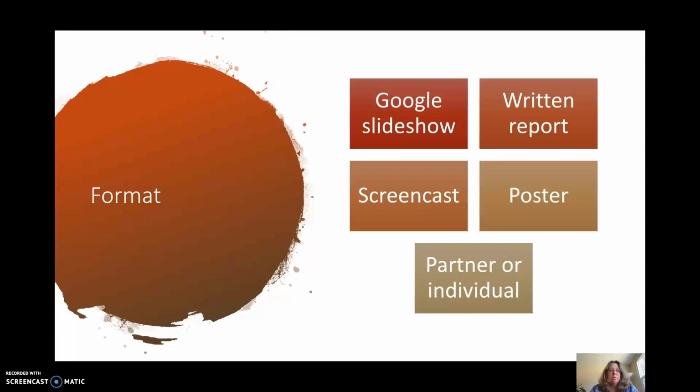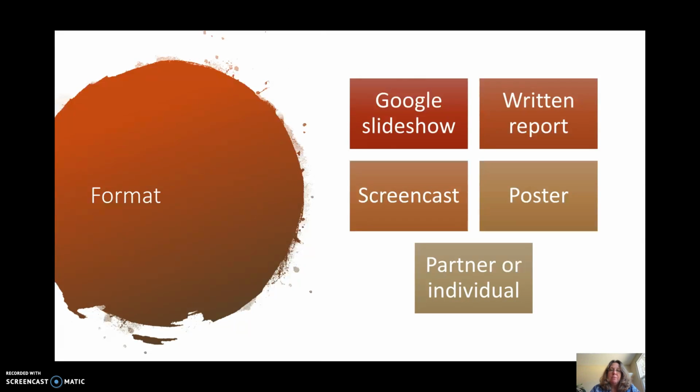So you can do this in different formats. You could do a Google slideshow. You could do a written report. You know how to do these. You could do a screencast. If you're interested in doing a screencast, I actually have a screencast about how to do screencasts, and I can help you too.